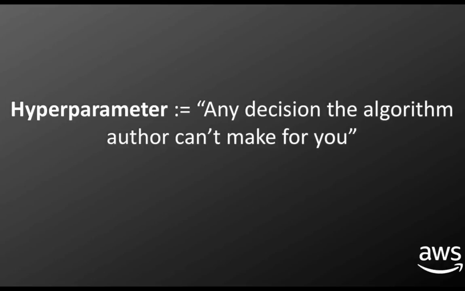So I'm going to offer this definition of a hyperparameter for you. A hyperparameter is any decision that the original author of the algorithm can't make for you, and it needs to be decided based on your specific problem and your specific data set. And as such, hyperparameters are necessarily things that you need to pick. You as the practitioner, you the person who is using this algorithm to come up with a model on your own data set, need to pick values of these hyperparameters like the learning rate or like the regularization.